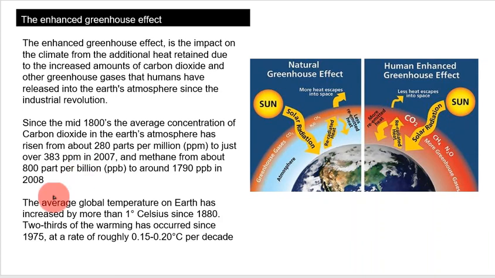The average global temperature on Earth has increased by more than 1 degree Celsius since 1880. Two-thirds of the warming has occurred since 1975, at a rate of roughly 0.15 to 0.2 degrees Celsius per decade. So what's happened is the overall temperature across the Earth is gradually increasing bit by bit as we move on.